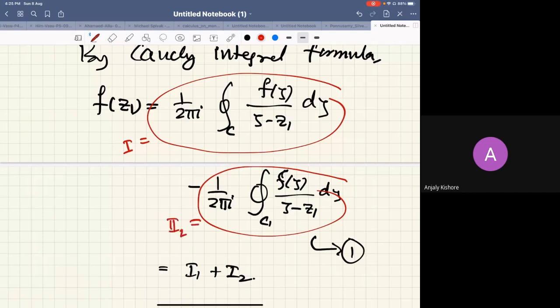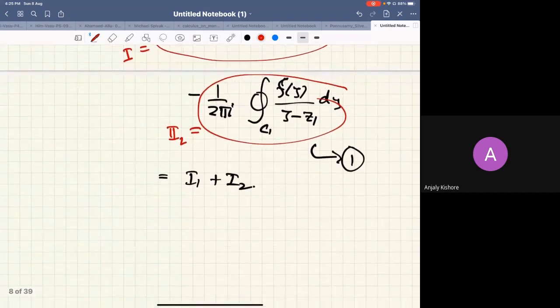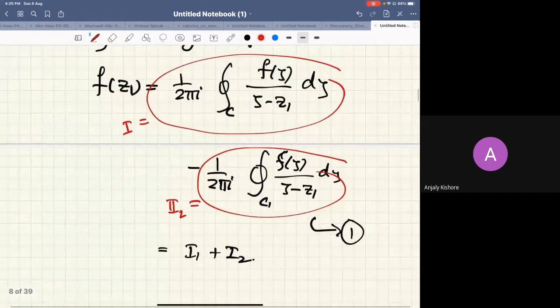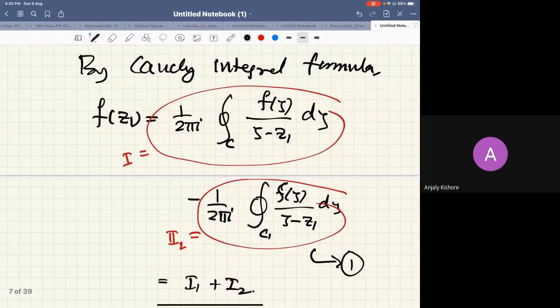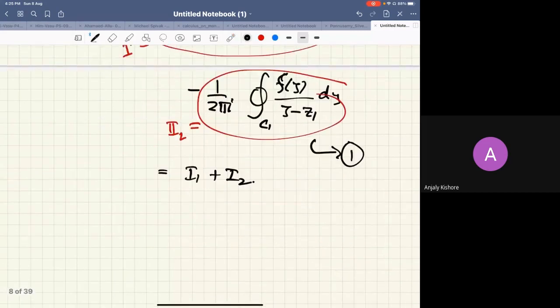Now our aim is to prove that I2 is 0. If we prove I2 is 0, then f of z1 is nothing but 1 over 2 pi i integral over C of f of zeta by zeta minus z1 d zeta. So our claim is I2 equals 0. That means we have to prove that the absolute value of this integral is 0.